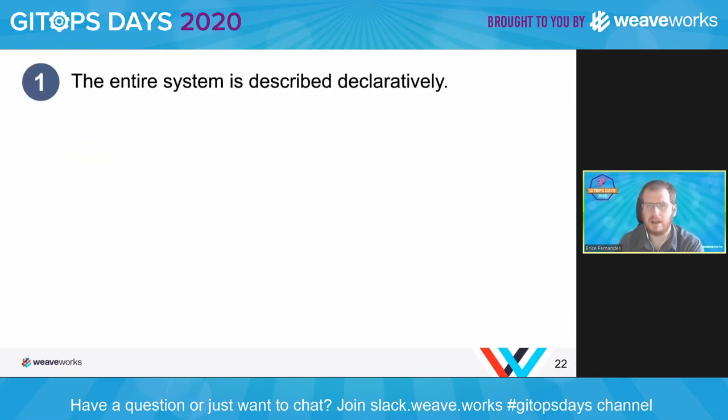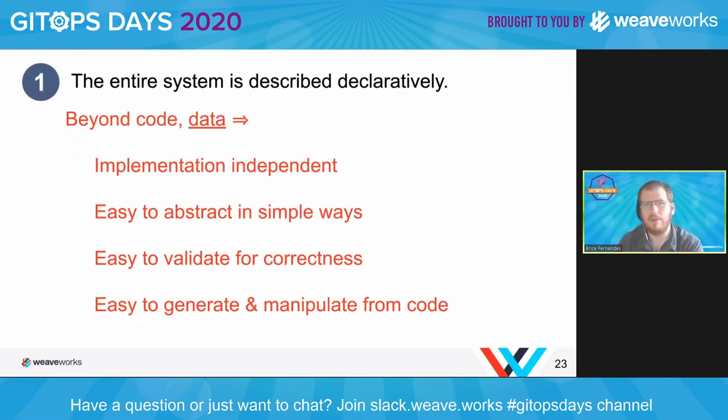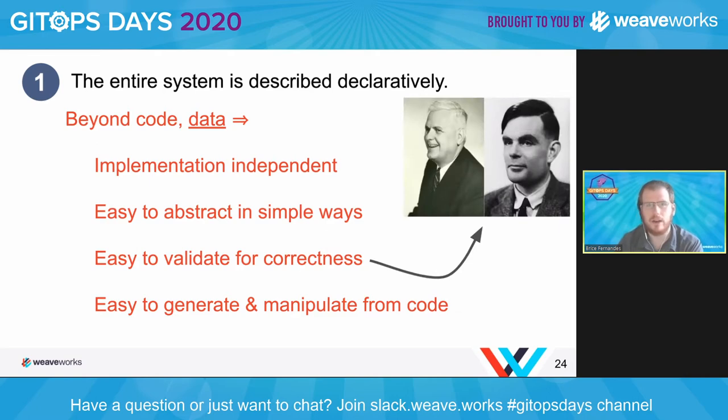Cool. So declaratively, I really like to belabor the point that this is data, not code. Data is implementation independent. It's very easy to abstract. With code, we have tools to abstract it, but data is actually quite easy to abstract in cheaper and less complex ways. It's much easier to validate for correctness. If you think validating code for correctness is easier than data, I'd like to introduce you to Alonzo Church and Alan Turing and the very bedrock of computer science, really. This is where it all started.